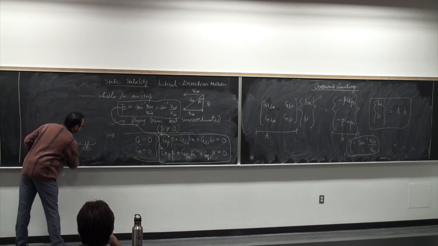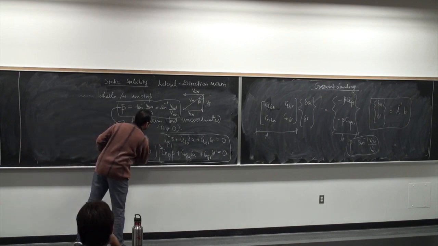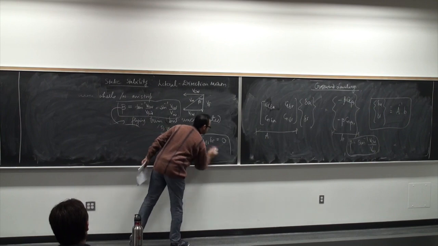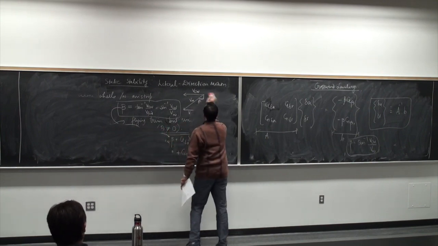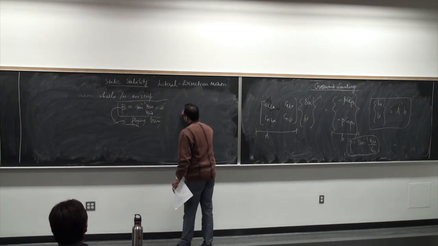So let's close out static stability then with a quick summary of all the derivatives that we've seen and their signs and the requirements for static stability.